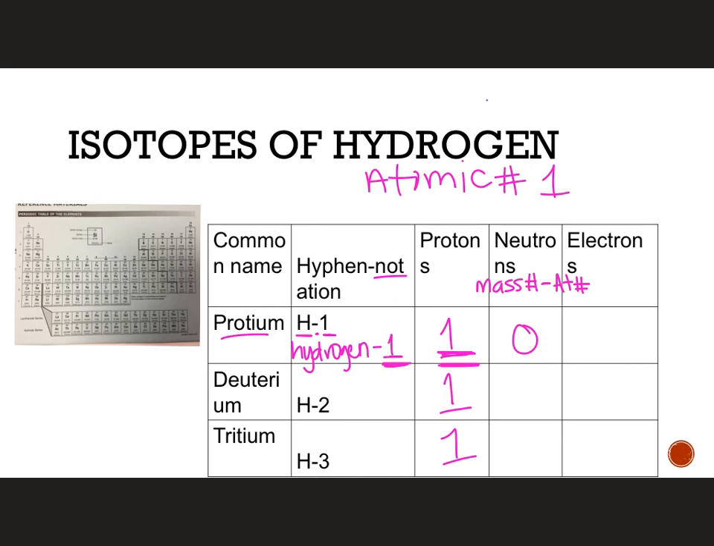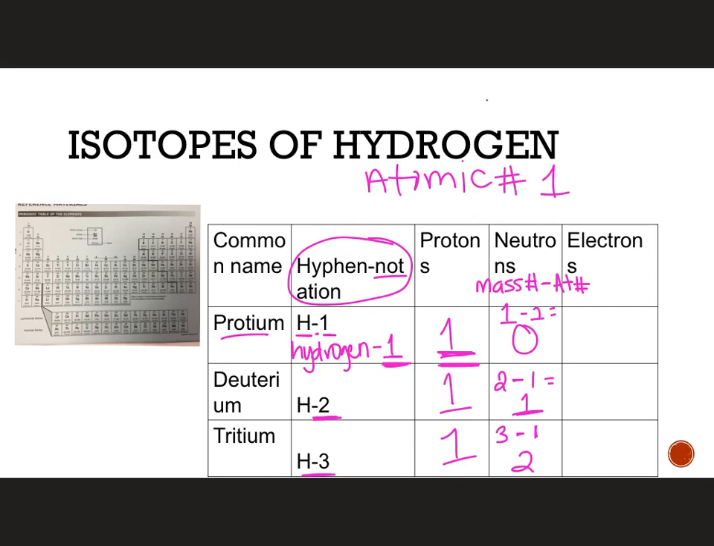For the deuterium, or hydrogen 2, we have a mass number of 2, so we're going to have 2 minus 1 to give us 1 neutron. This one has 1 minus 1, which gives a 0. Okay, and then finally we have our tritium, which is hydrogen 3, so we have 3 minus 1 to give us 2. Okay, so you can kind of see what the neutrons are looking like. And remember, it's coming from mass numbers minus atomic numbers. And these mass numbers you can find in this hyphen notation. It's always the number that's after the little dash.